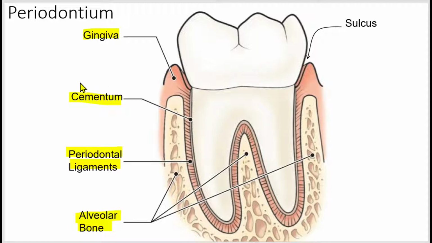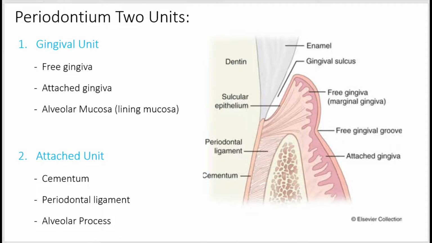If we want to go further into the division of the parts of the periodontium, definitely the sulcus is part of the gingiva. We'll see this. We have two units in the periodontium: the gingival unit, and then the attached unit. As you can see, the gingival unit has three parts: the free gingiva, attached gingiva, and alveolar mucosa. And you can see it here.